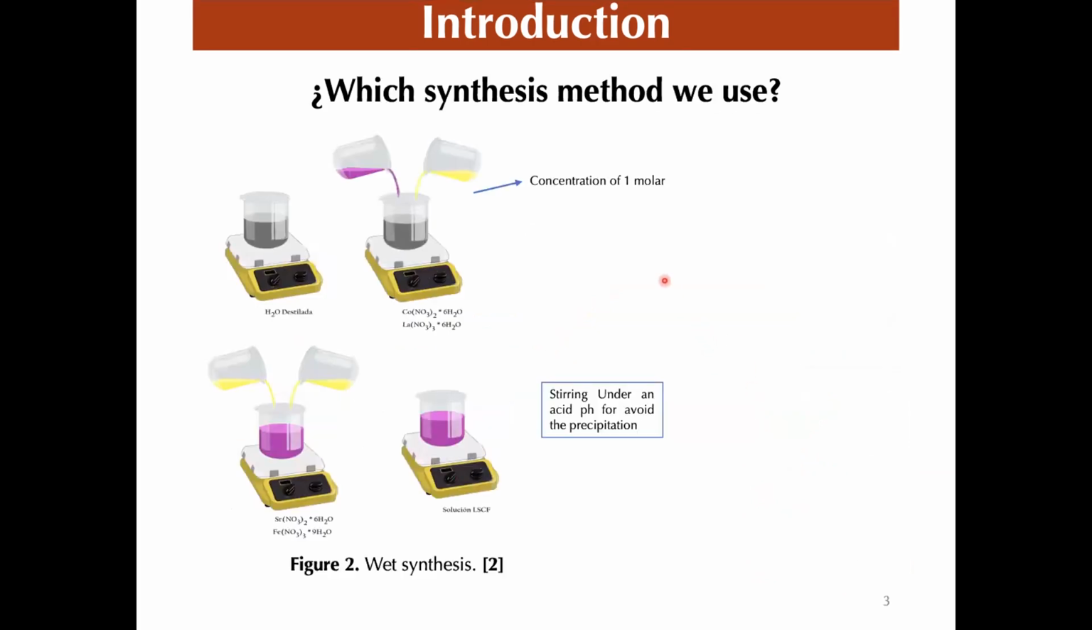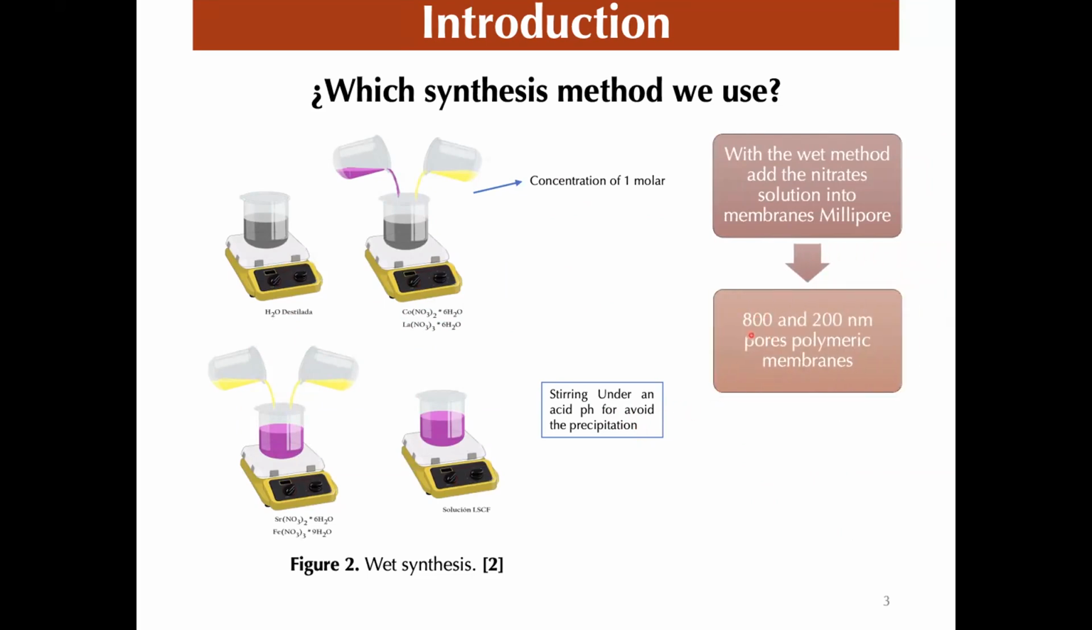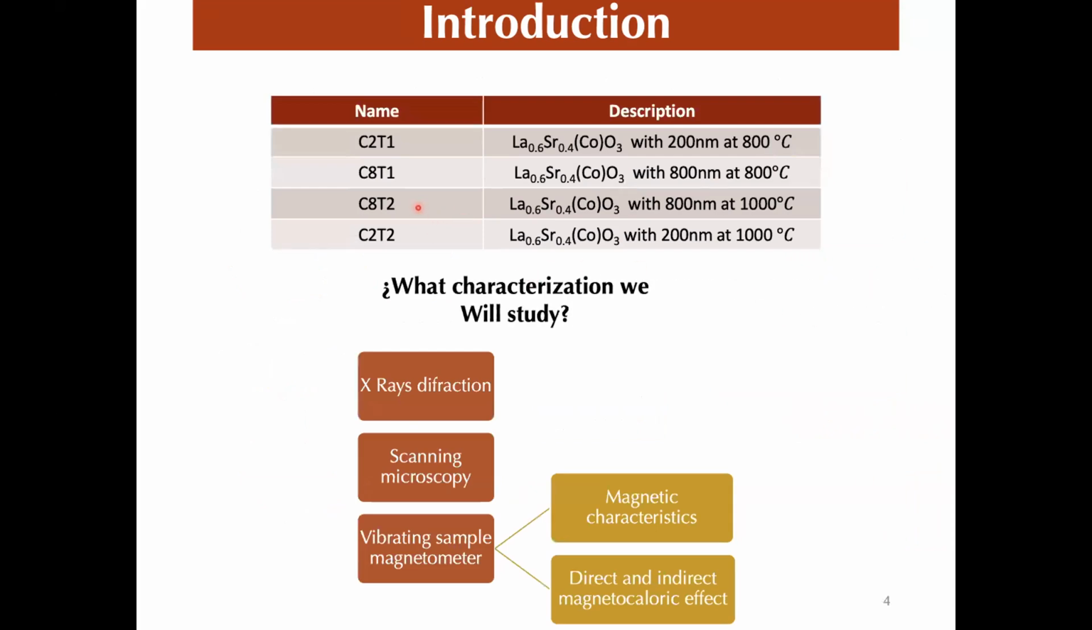Well, which synthesis method do we use? We will use the wet method, which implies stirring distilled water with nitrate solution at 1 molar concentration. This stirring is under an acid pH to avoid precipitation. After that, the solution was added into 800 and 200 nanometer porous polymeric membranes. And after that, we apply a thermal treatment at 800 degrees and 1000 degrees. From this synthesis, we obtained 4 samples designated C2T1, CH-T1, CH-T2, C2T2.